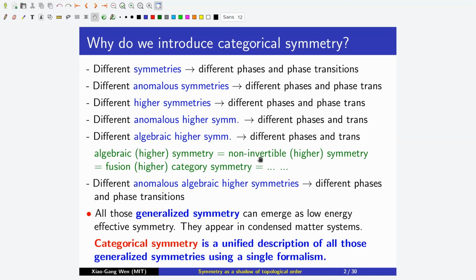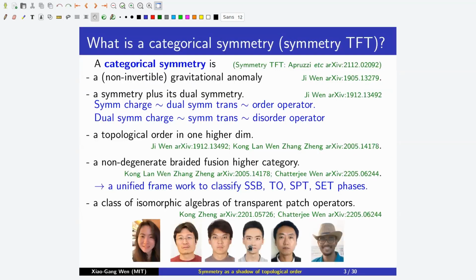And because we have so many different kinds of symmetry, there's a desire that we have some kind of a unified theory to describe all these symmetries together in the same fashion. So that's one motivation to develop this theory for categorical symmetry. And so then, what is a categorical symmetry?